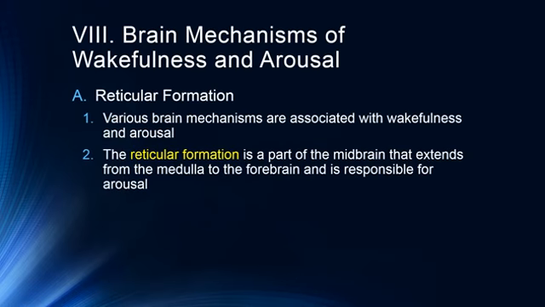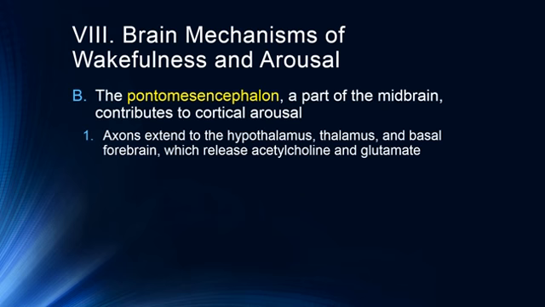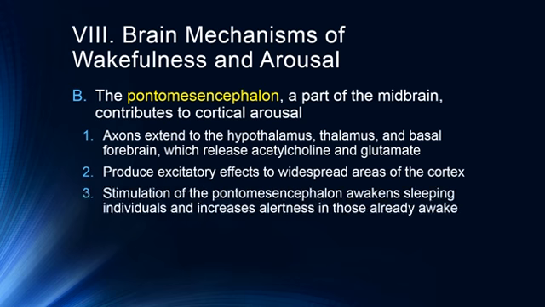So how does this all occur? Well, the first part of the brain we'll talk about is the reticular formation. There are various brain mechanisms associated with wakefulness and arousal. The reticular formation is a part of the midbrain that extends from the medulla to the forebrain and is responsible for arousal. The pontomesencephalon is a part of the midbrain that contributes to cortical arousal. Axons extend to the hypothalamus, thalamus, and basal forebrain, which release acetylcholine and glutamate. They produce excitatory effects to widespread areas of the cortex.